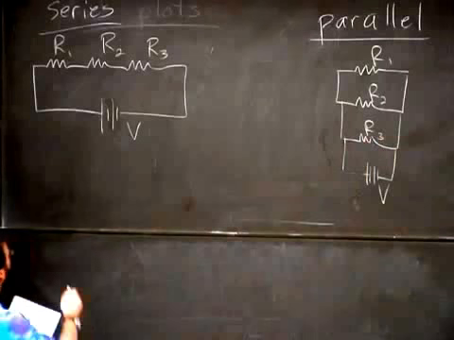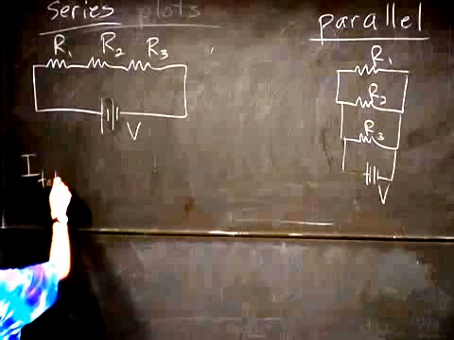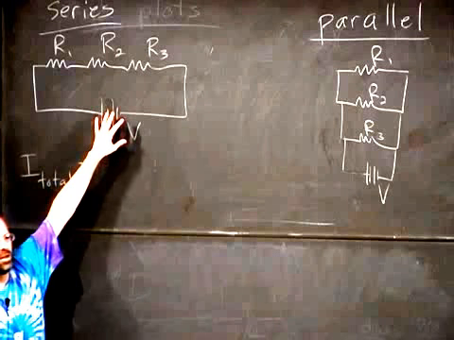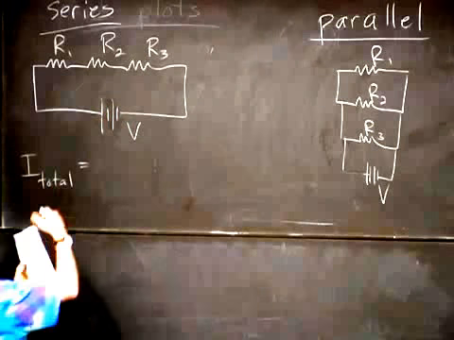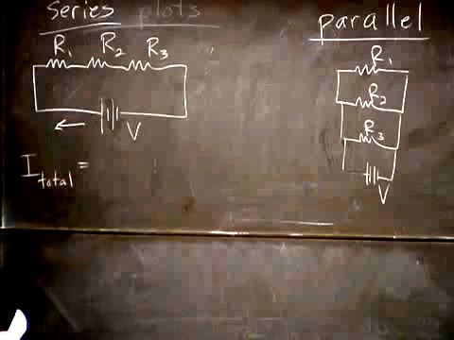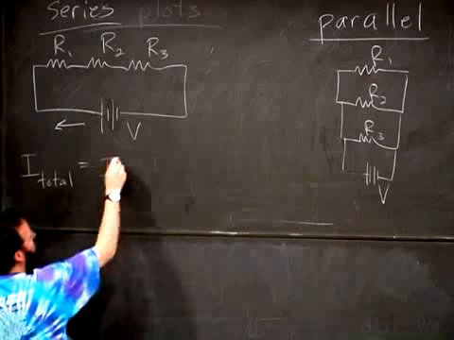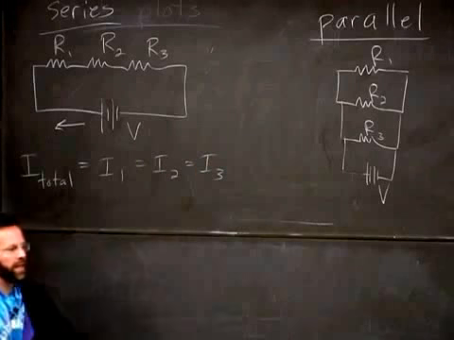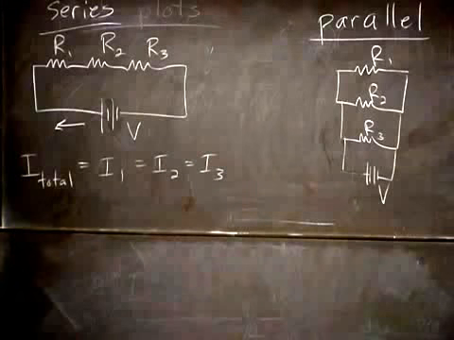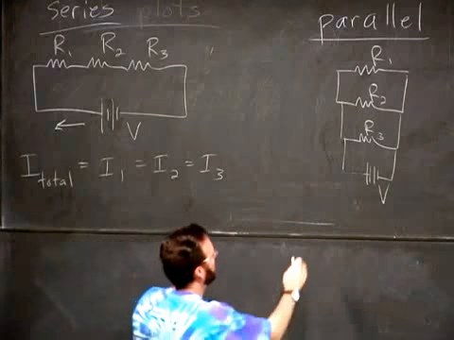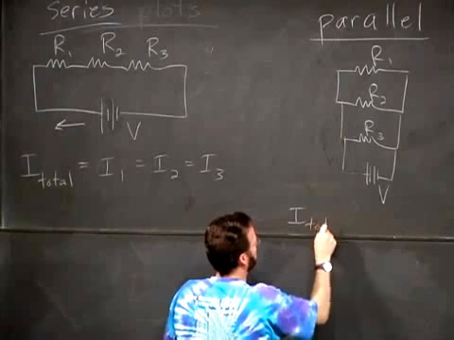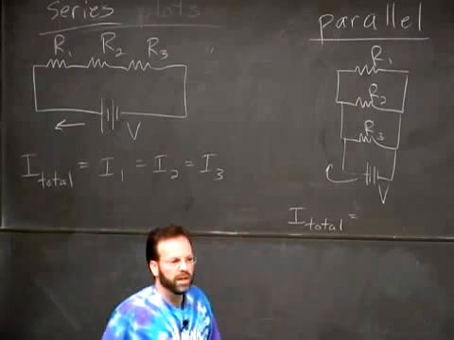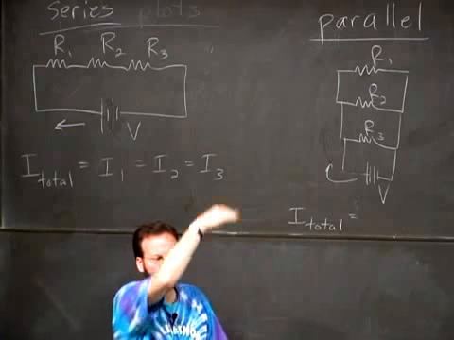Very important. So in this one, the total current, and by that I mean what comes out of your voltage source, your battery, your power supply. What's coming out right here? Well, it's going to be the same current that flows through resistor 1 and 2 and 3 because it's one circuit. It has to be the same. In parallel, it does not. The total coming out is going to be the sum of what goes through your individual ones.